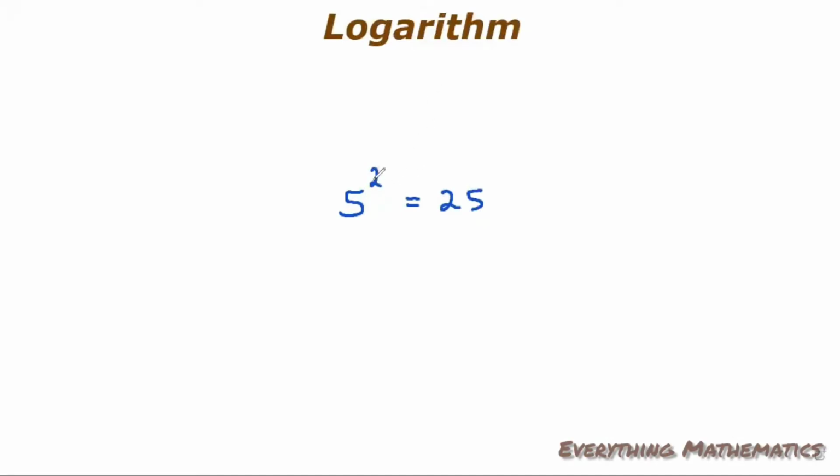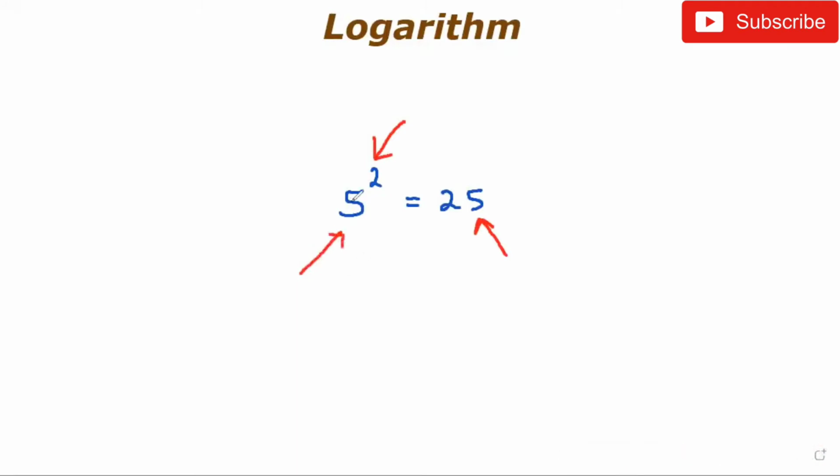But before we do that, we have to clear certain things. The 25, what do we call this? The 2, what do we call this? And the 5, what do we call this? Because once you know the names, then the rest is a walk in the park.